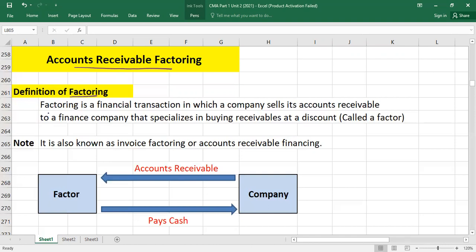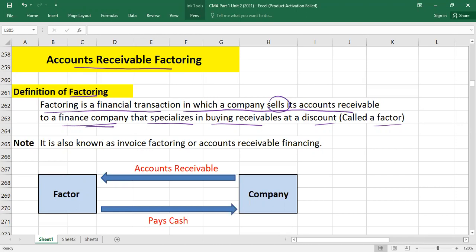What is factoring? Factoring is a financial transaction in which a company sells its accounts receivable. The word sell is there, but sometimes it is not a sale. Accounts receivable are sold to a finance company, one that specializes in buying receivables at a discount. The company buying receivables is called a factor company. So let me give you an example in order to understand, then we will go through.